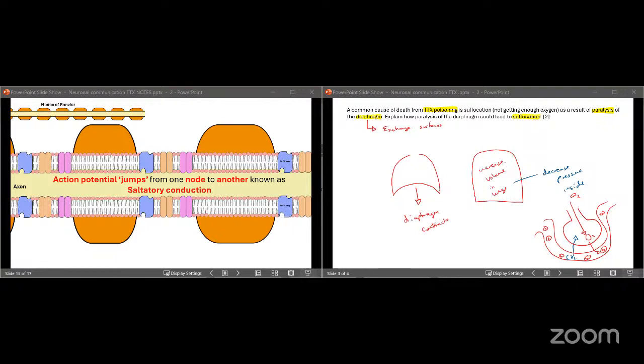Well, we've got no change to the volume in the thorax. We've got no change to the pressure. Therefore, we've got no air moving in. No air moving in, no concentration gradient. That is therefore going to cause someone to suffocate. So again, this question, yes, the previous part was about neuronal communication, but this question was actually testing your knowledge on exchange surfaces. And do you know how they link together?